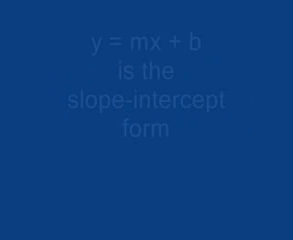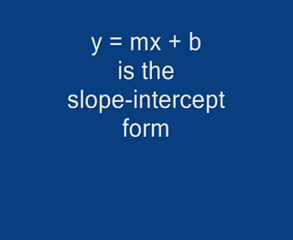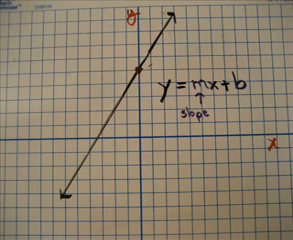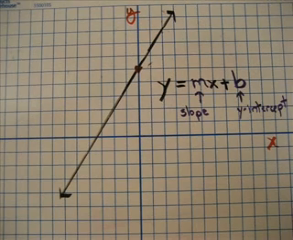Now we're going to learn to write equations for lines. The form of the equation is y equals mx plus b. Here's our first example. Here's the first line that we talked about. We found the slope of this one. The m is our slope. The b is our y-intercept.